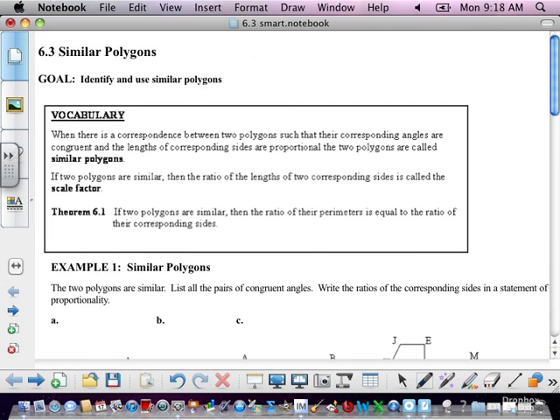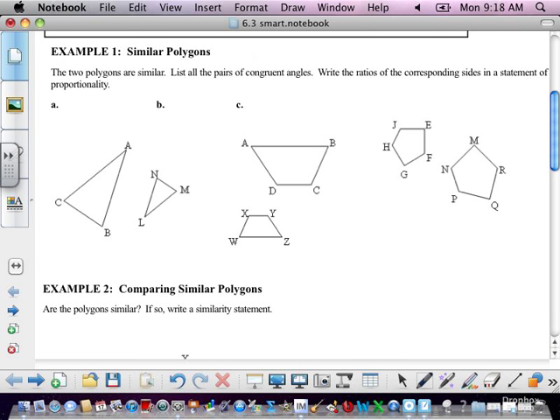Okay, let's look. Two polygons are similar. List all the pairs of congruent angles. Write the ratios of the corresponding sides in a statement of proportionality.